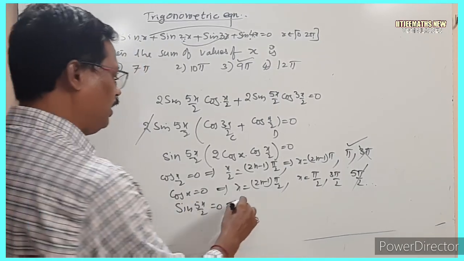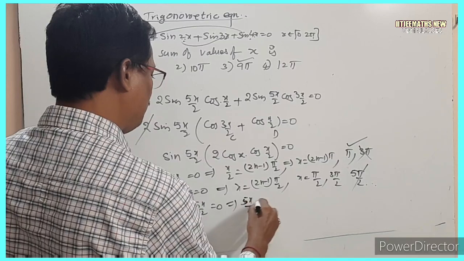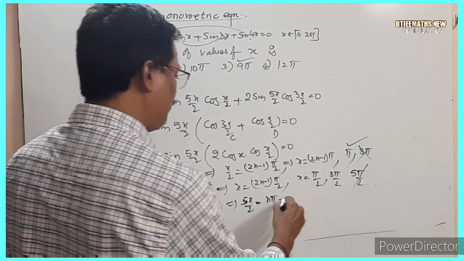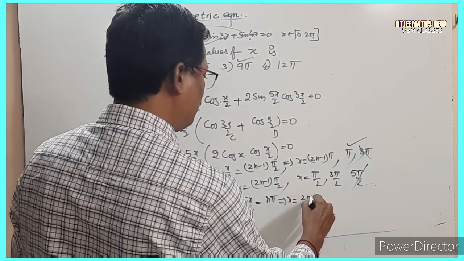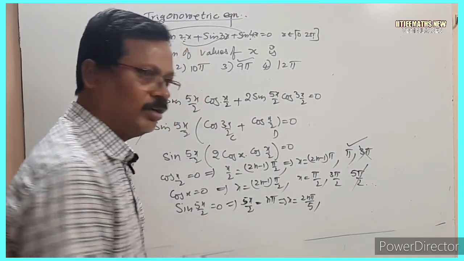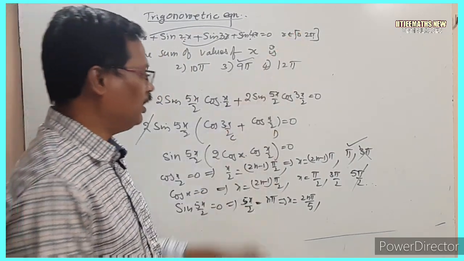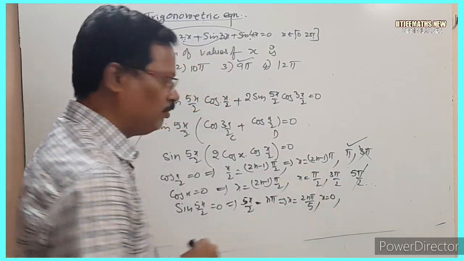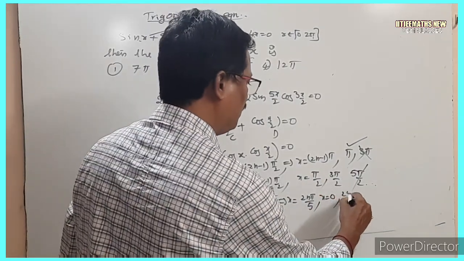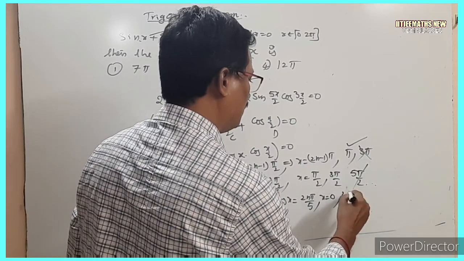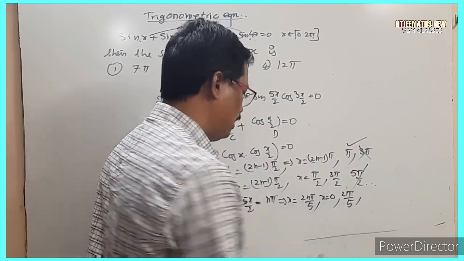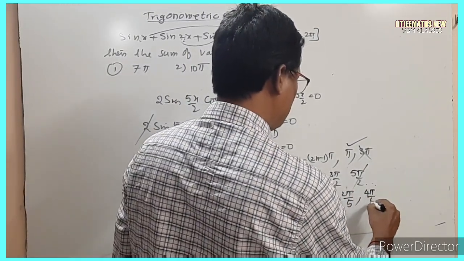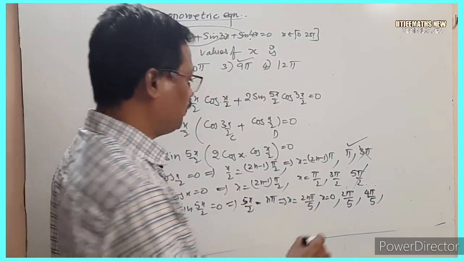5x by 2 may be equal to n pi, therefore this implies x will be 2n pi by 5. Therefore put n is equal to 0, 0 is included, so x may be 0. Put n is equal to 1, 2 pi by 5. Put n is equal to 2, 4 pi by 5. Put n is equal to 3, that is 6 pi by 5.